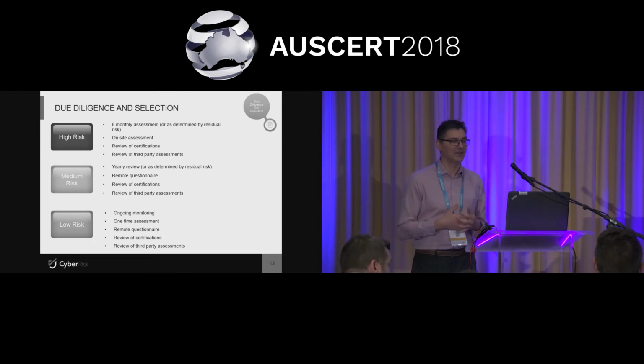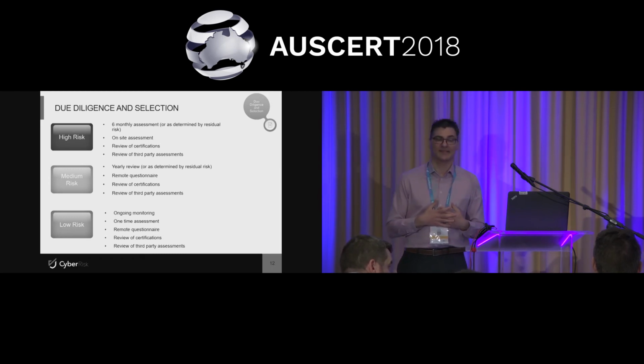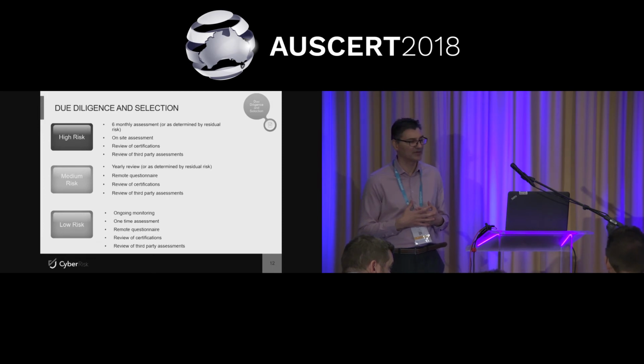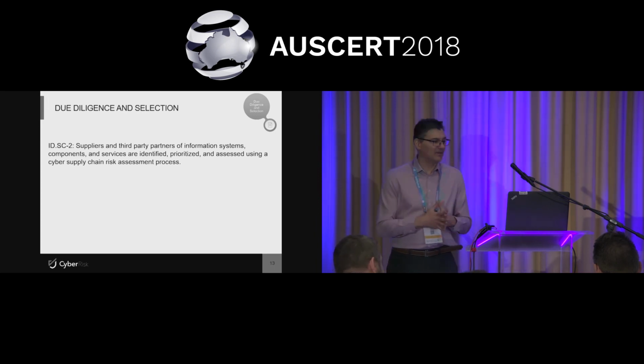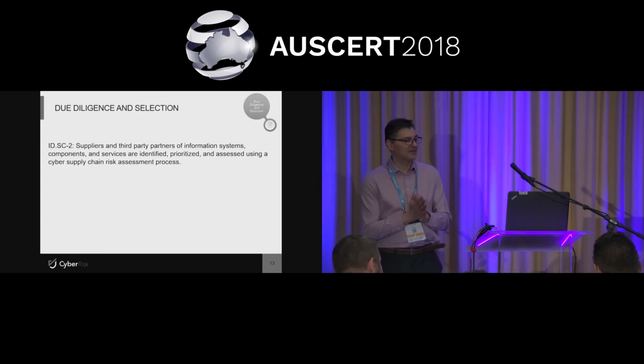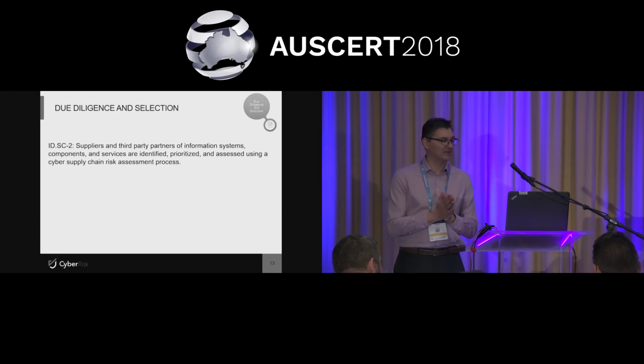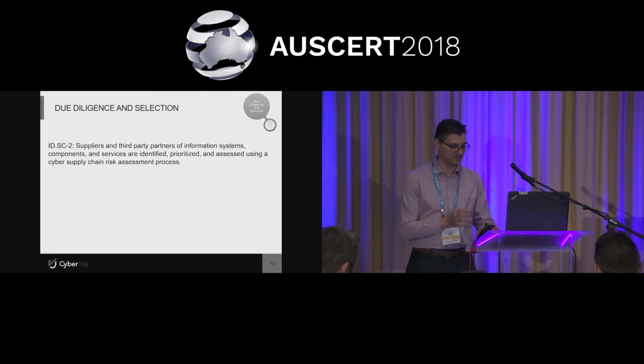Low-risk vendors, ongoing monitoring is important. A one-time assessment in the form of a remote questionnaire, and of course a review of any certifications or third-party assessments they might have. This particular step basically lines up with the objective from NIST: suppliers and third-party partners of information systems, components and services are identified, prioritised and assessed using a cyber supply chain risk assessment process.